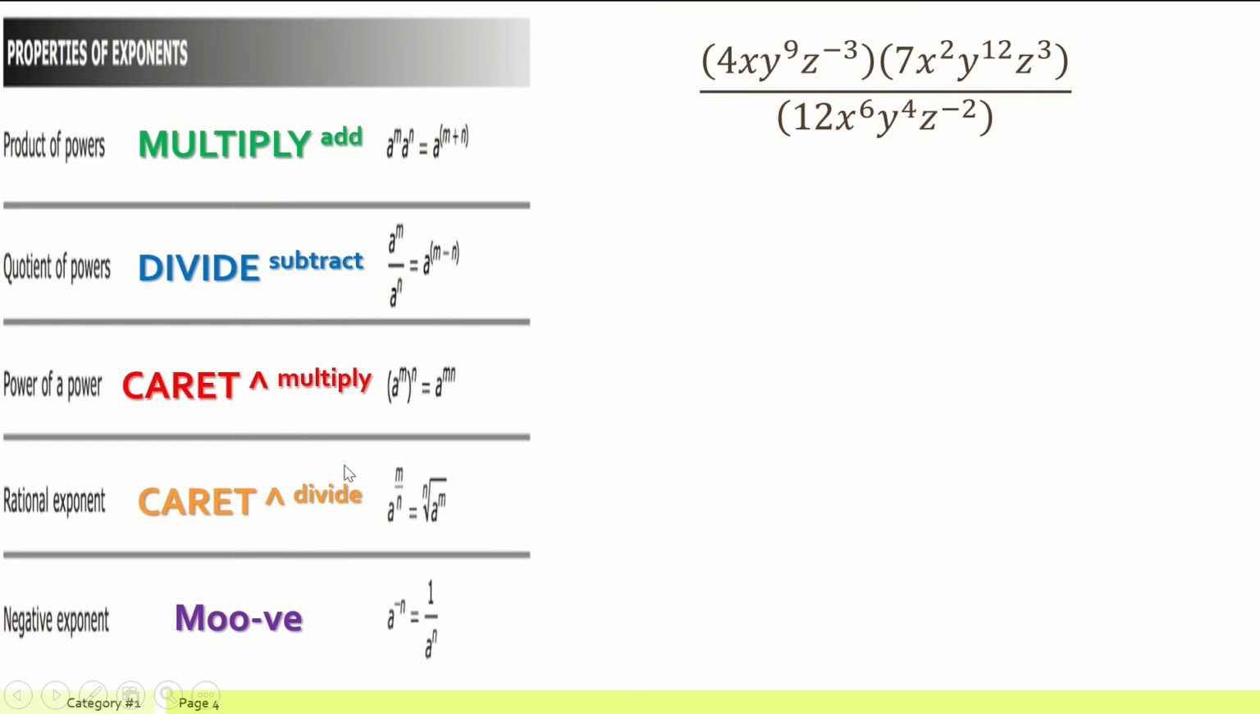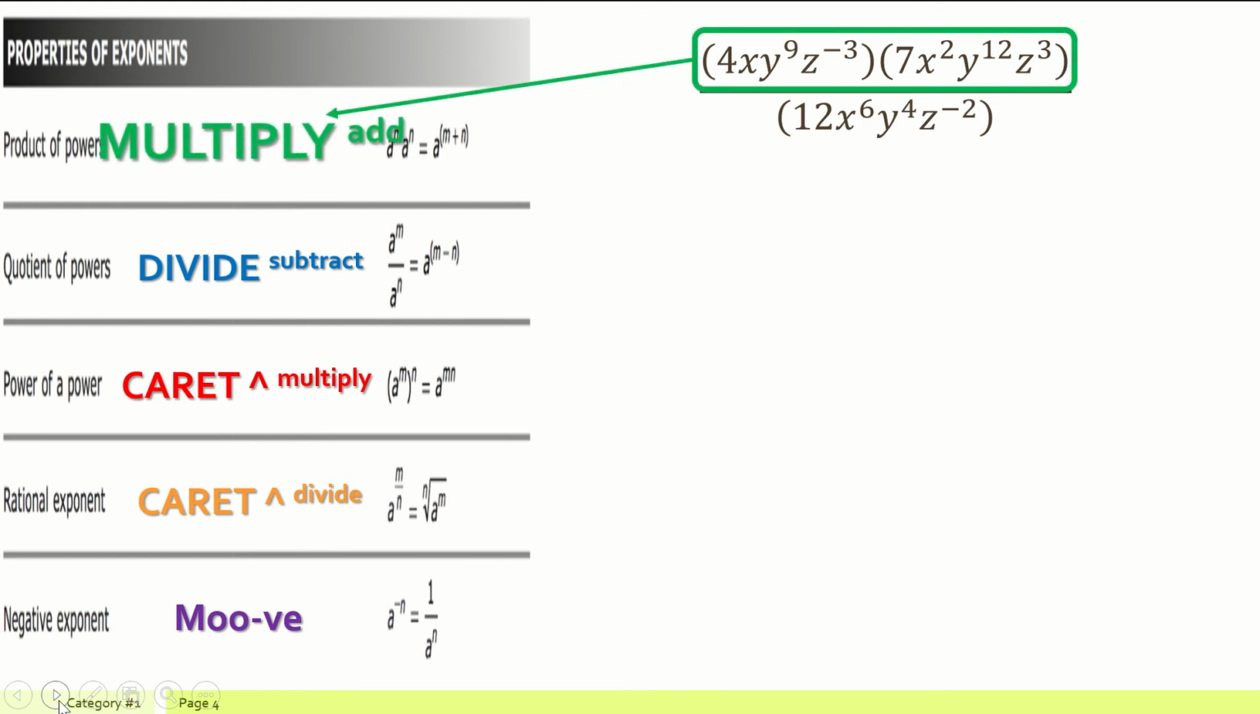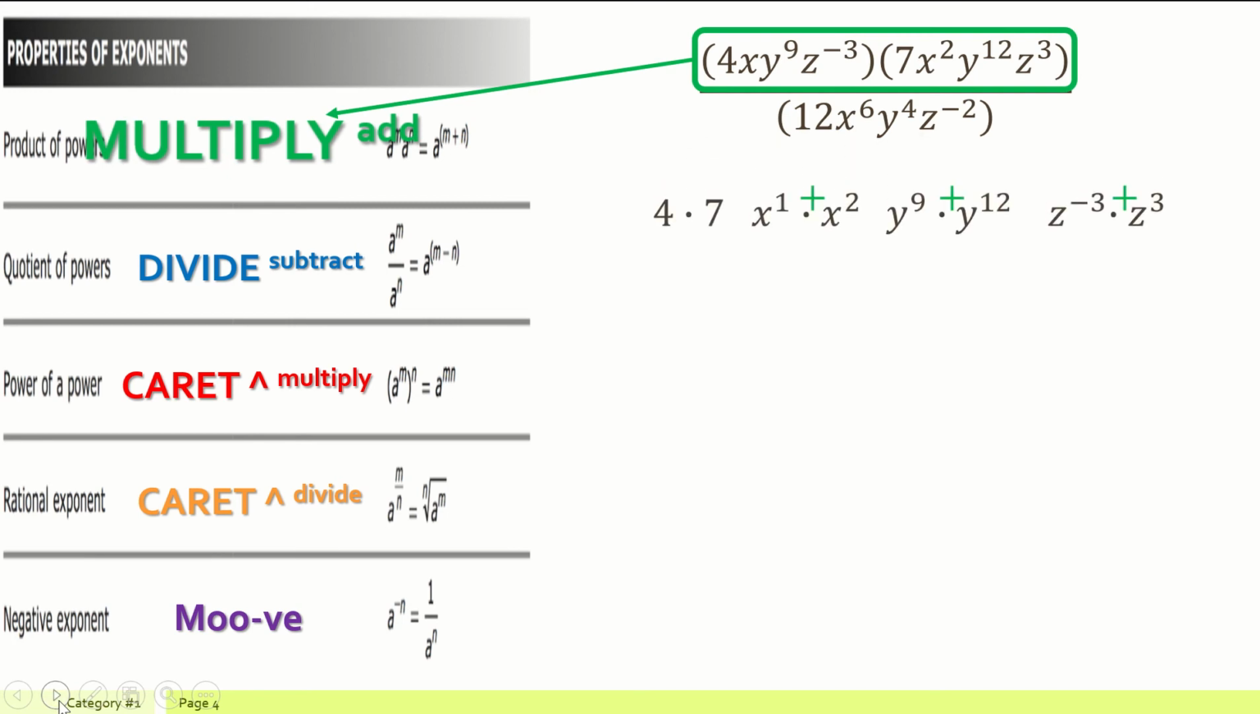That's a good reminder. The first problem we're given is two monomials being multiplied. So right away we can identify that as our green or multiplication law, in which we're going to regroup, write our coefficients, 4 times 7, put our bases of x together, our bases y together, and our bases z. The multiplication law tells us, well, 4 times 7, we'll go ahead and multiply our coefficients as normal. Multiplication law tells us that we can add exponents. So x to the first times x to the second is x to the third. We would get y to the 21st here, and then negative 3 plus 3 is 0.